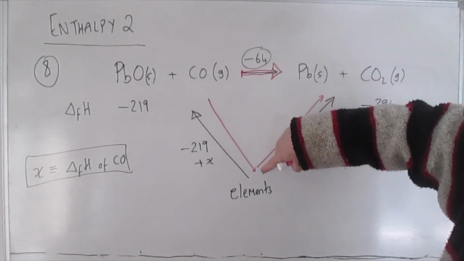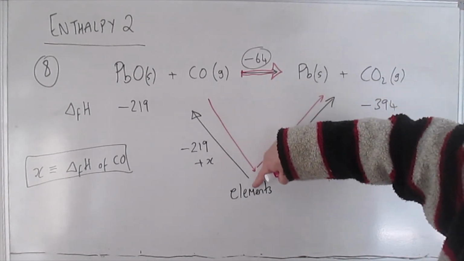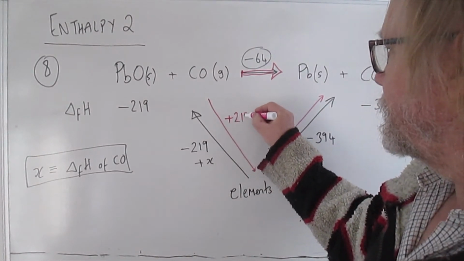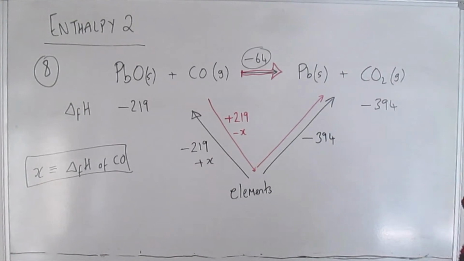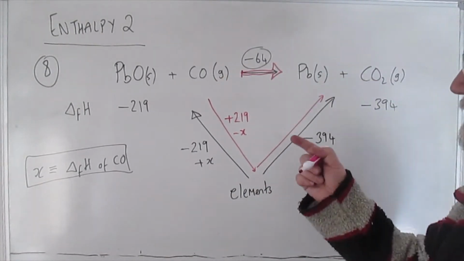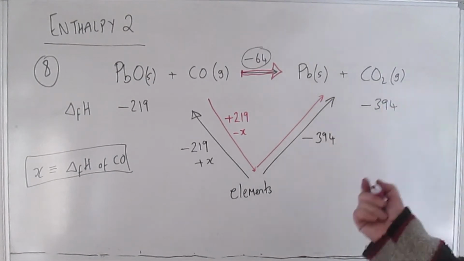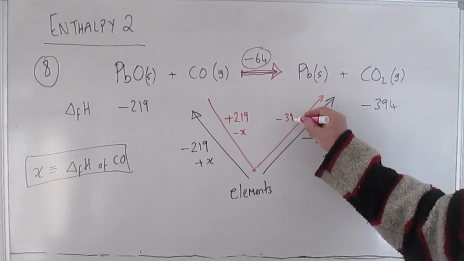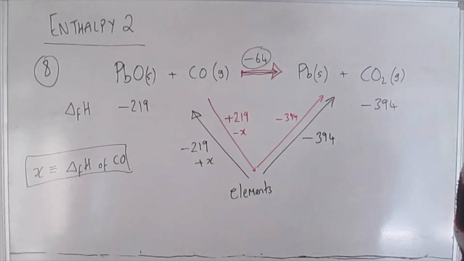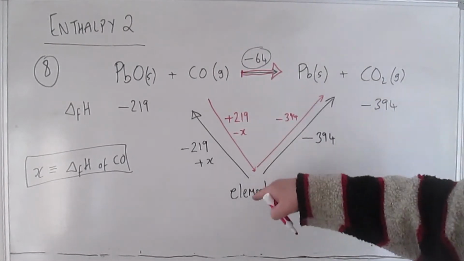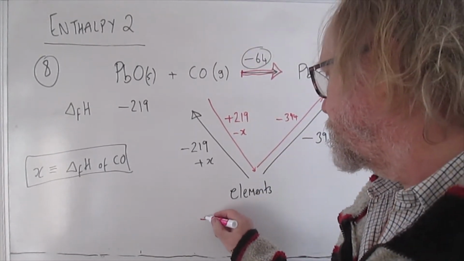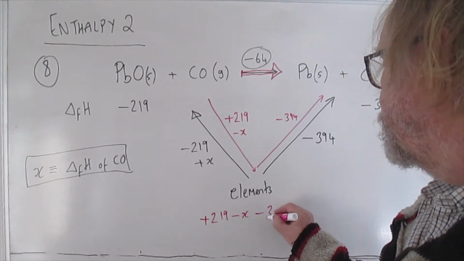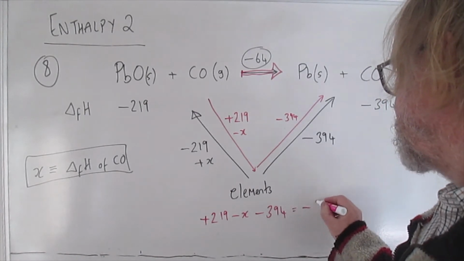So if we look at the first of those, that's the opposite of this one. Okay, because we're going in the wrong direction, so the signs change. So it's plus 219 minus X. Okay, because you're unforming those, not forming them, so the signs change. Second leg is the same, no change in direction, therefore no change in sign, so that's minus 394. So now we can write our usual kind of statement, which is this plus this equals this. So we've got plus 219 minus X minus 394 is equal to minus 64.